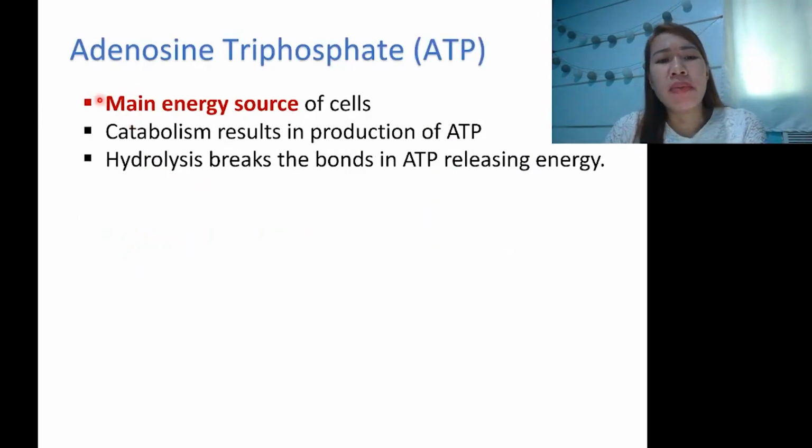So we have been talking about metabolism and how it produces energy. Its main goal is to produce energy that the person can use. So when we talk about energy, the main energy source of the cell is no other than adenosine triphosphate. So all the catabolic pathways will result in the production of an energy molecule, which is adenosine triphosphate. Hydrolysis will break the bonds in ATP, releasing energy.